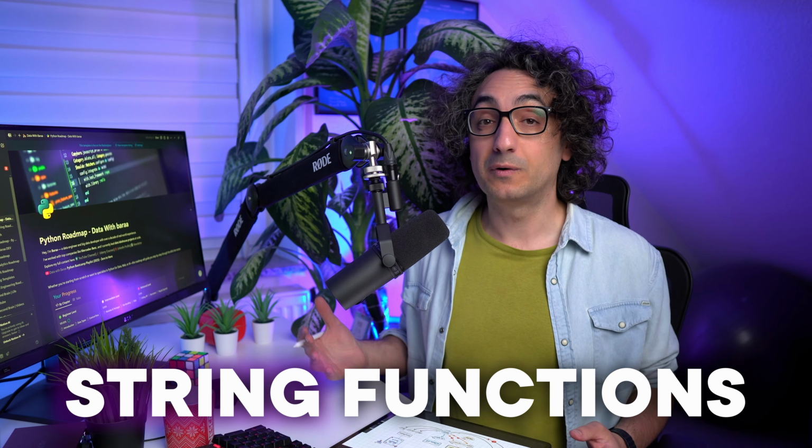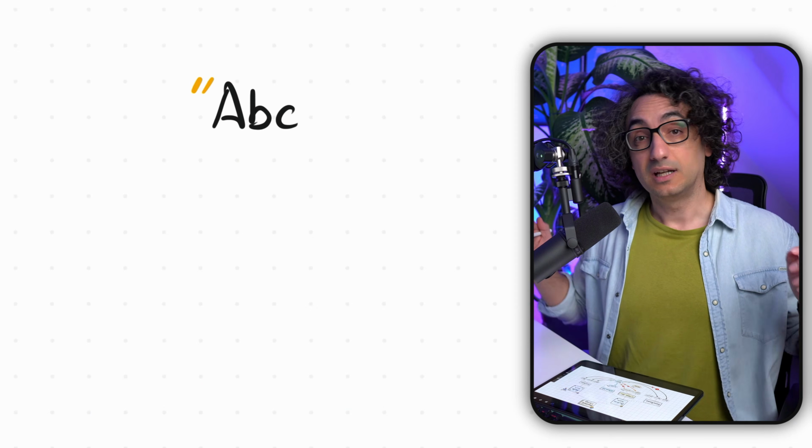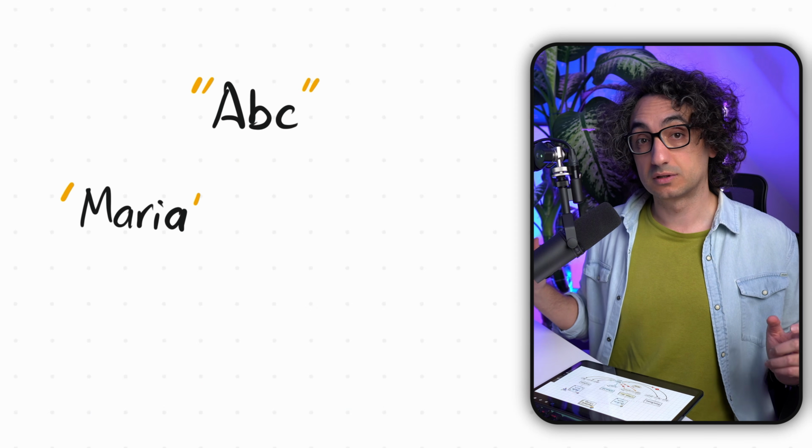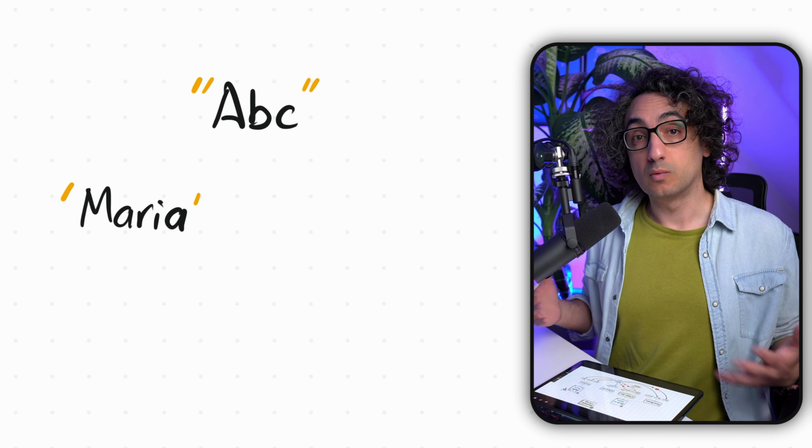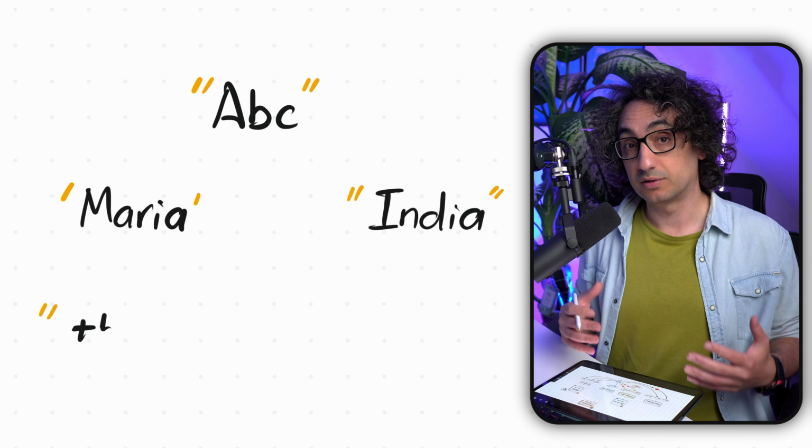Hey friends, so now we're gonna deep dive into something very important in Python. We're gonna talk about the string functions. Now, as we learned before, the string value is just a text in between double quotes or single quotes. And you can put between the quotes anything you want, like a name, country, maybe as well numbers with special characters. So there are no rules and everything is considered to be a string.